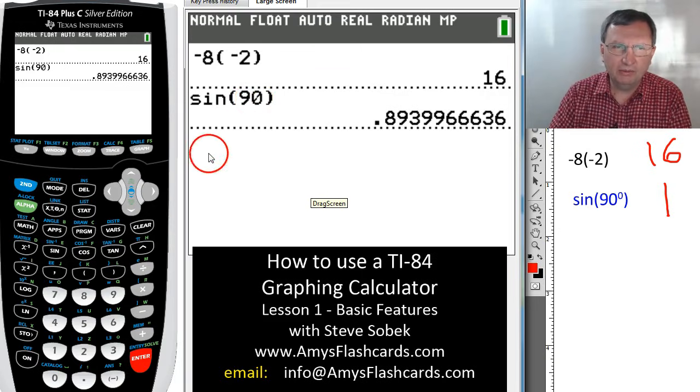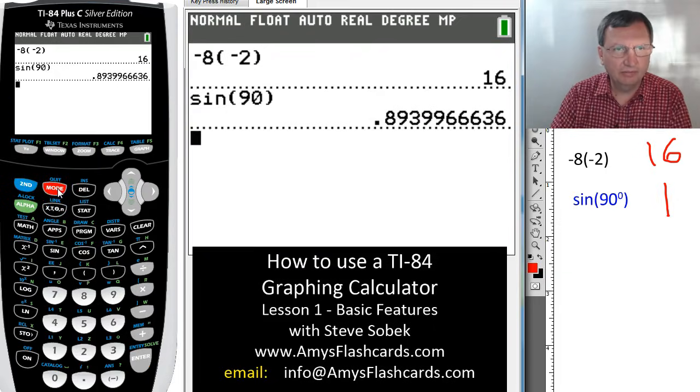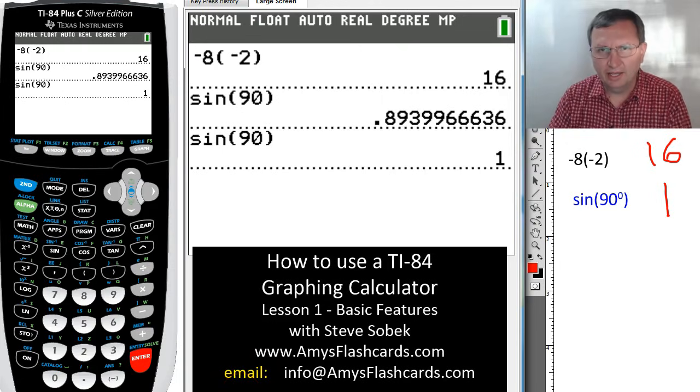If you want to evaluate the sine of 90 degrees, we have to hit the mode button, and right here we can see the fourth line down. We need to change this to degrees. So with your arrow keys, go down and then hit the right arrow to highlight degree, hit enter to change that, and then second quit to get back to the home screen. And now when we type in the sine, I could just hit second enter, the sine of 90 degrees, it'll reevaluate that in degree mode. We can see degrees right up here, and it will give us 1 as we expected.